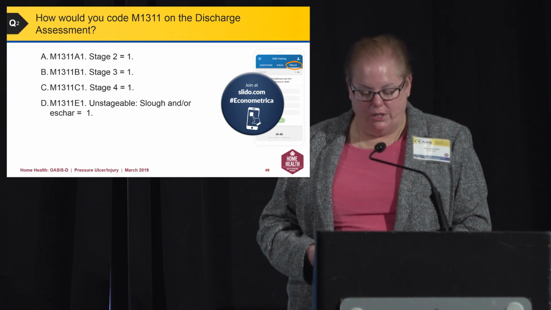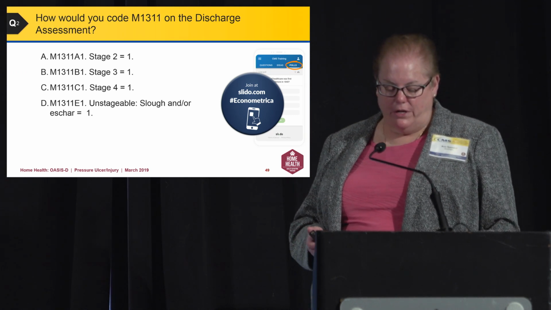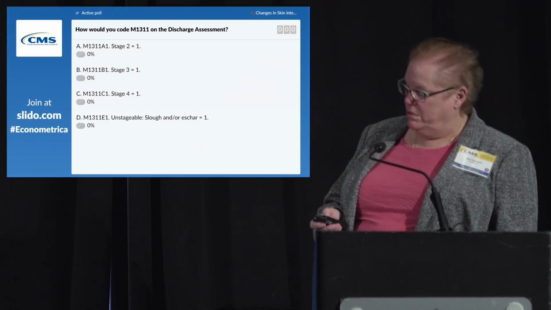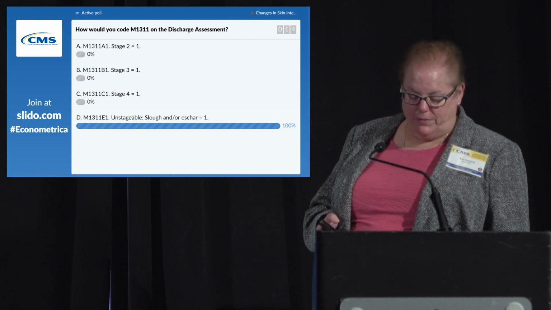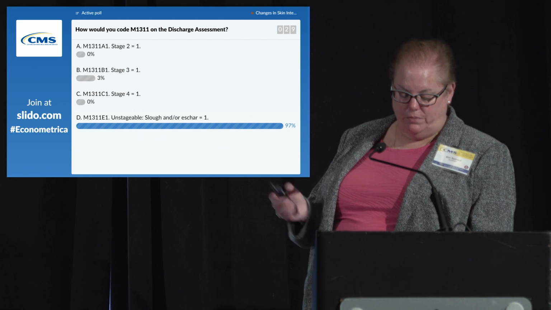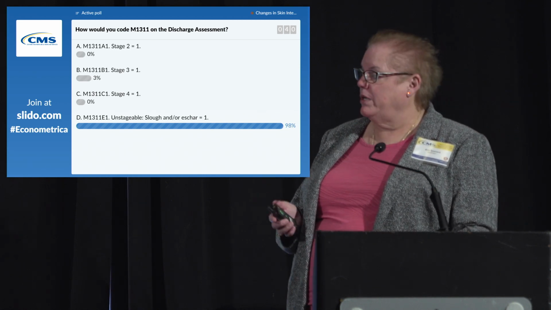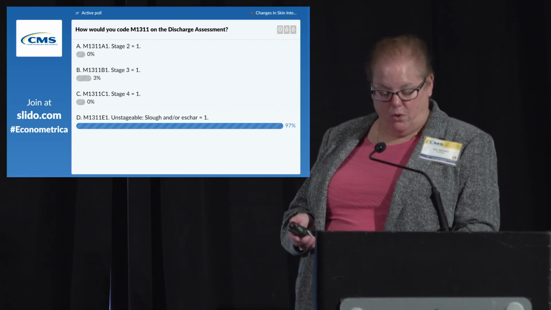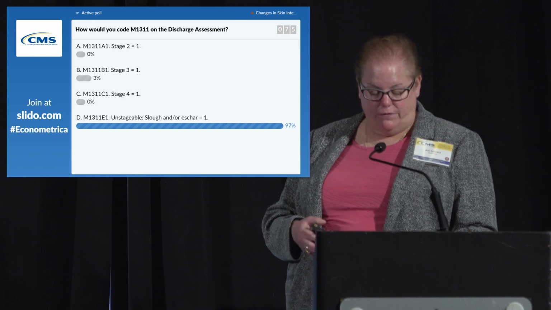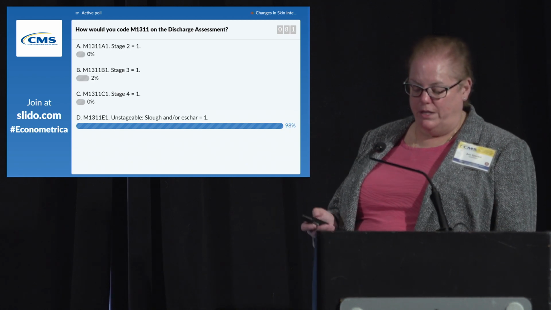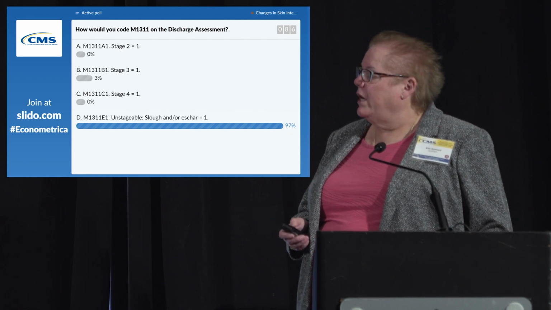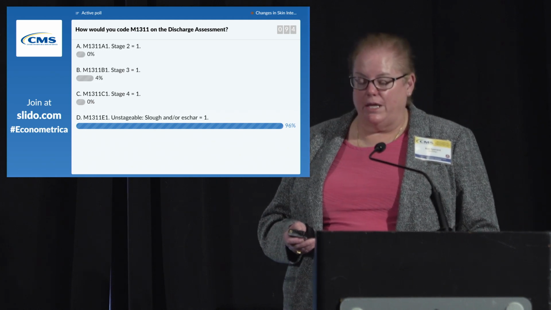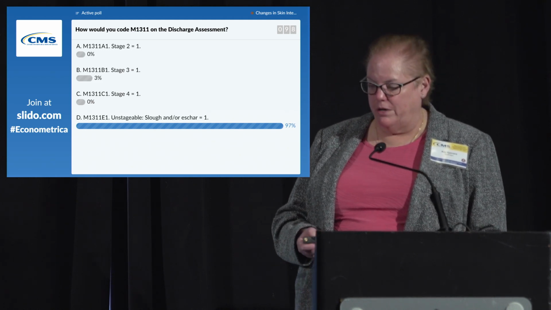So here we have another question. How would you code M1311 on the discharge assessment? So again, discharge assessment, that same wound. So would you code it as M1311A1 stage 2, M1311B1 stage 3, M1311C1 stage 4, or M1311E1 unstageable due to slough and or eschar? So now you're coding at the discharge assessment. Okay, so the majority of people, almost 96%, said that we have an unstageable due to slough or eschar, and let's look at the answer.